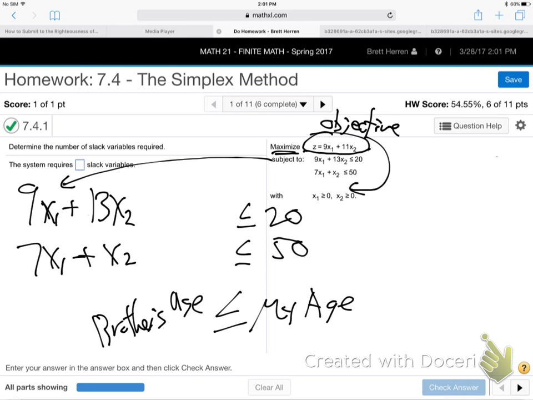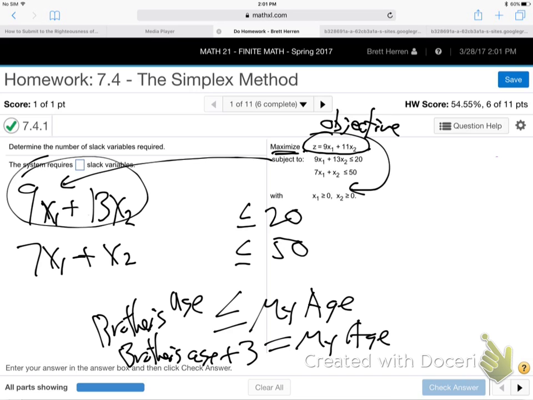So what does that mean? That means if I took my brother's age and added 3 to it, because he's 3 years younger, it would equal my age, wouldn't it? If the left side is smaller than the right, and you add to it, then you can make it equal. Take something smaller, add to it, then it'll equal the bigger thing. That's the idea here. The left side, this 9x1 plus 13x2, we're being told it's smaller than the right side. So add something to it, and then it'll become equal. Get the idea? But how much do we add to it?